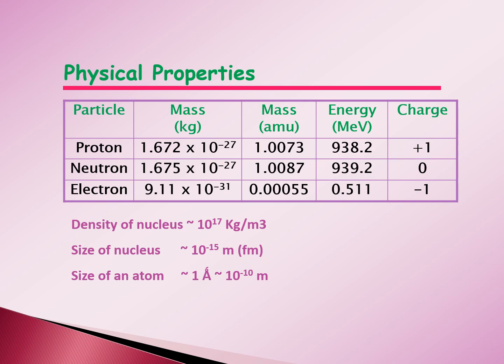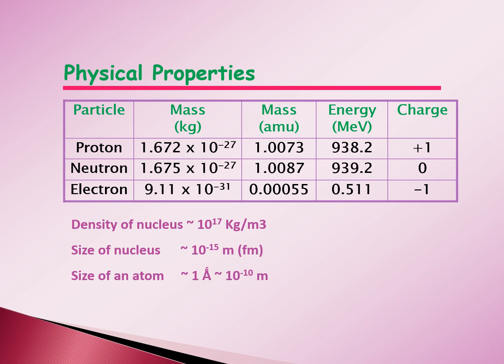Now these are the physical properties of the protons, neutrons, and electron. Since energy and matter are related to each other, an atomic particle has an equivalent energy which is shown in mega electron volt. The positive and negative charges of proton and electron are equal to 1.6 into 10 to the power minus 19 coulomb. Proton has positive charge, neutron is neutral, so its charge is 0, while the electron is a negatively charged particle.